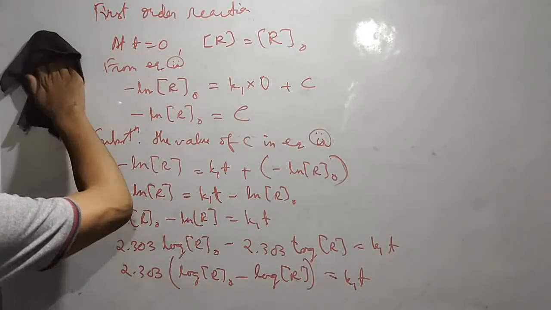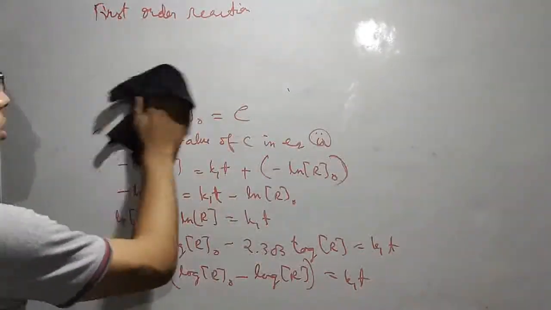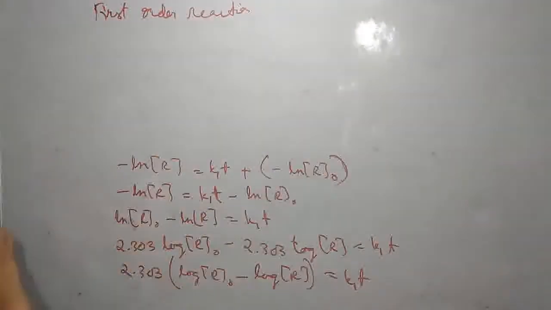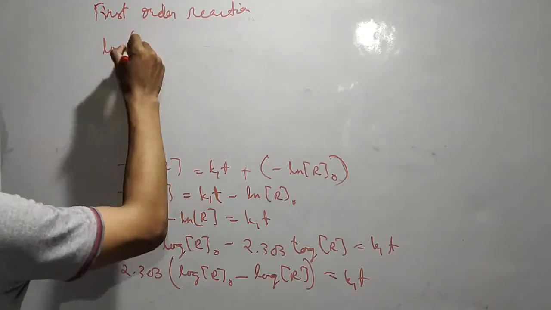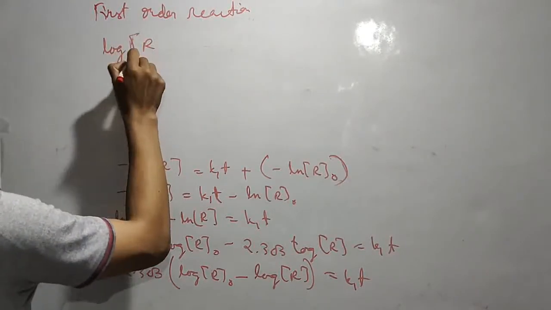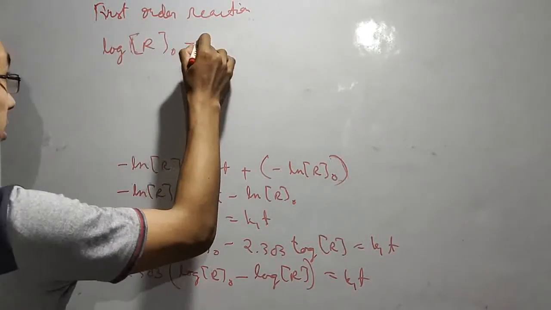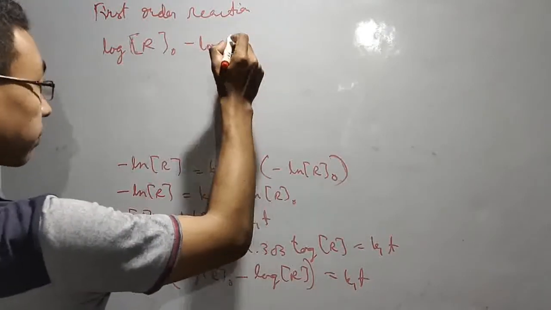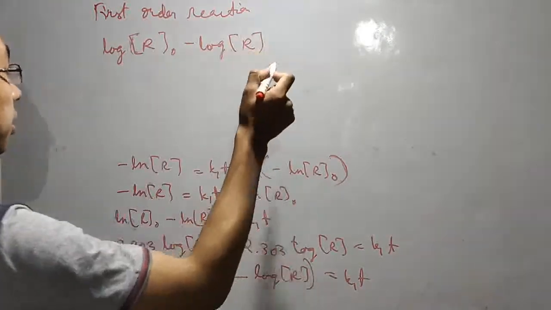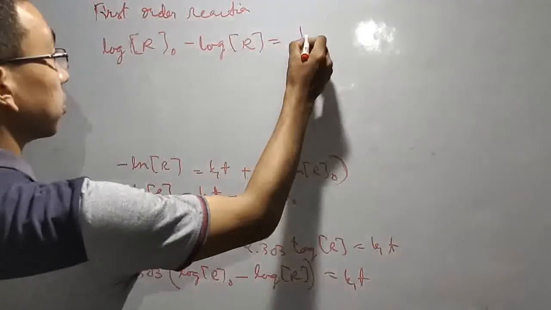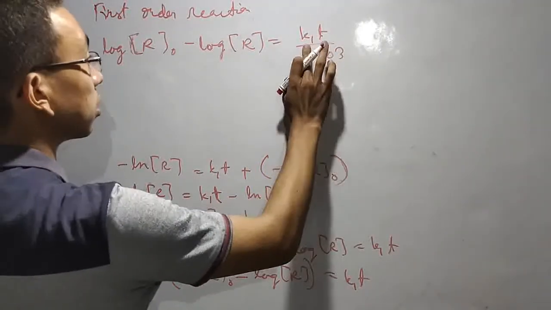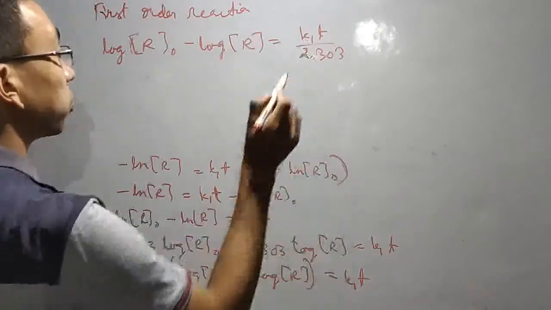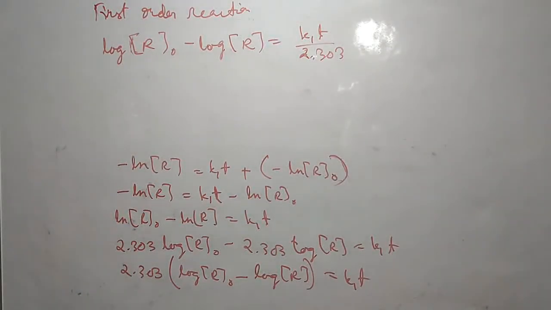So it will be log of R naught minus log of R is equal to K1 t by 2.303.